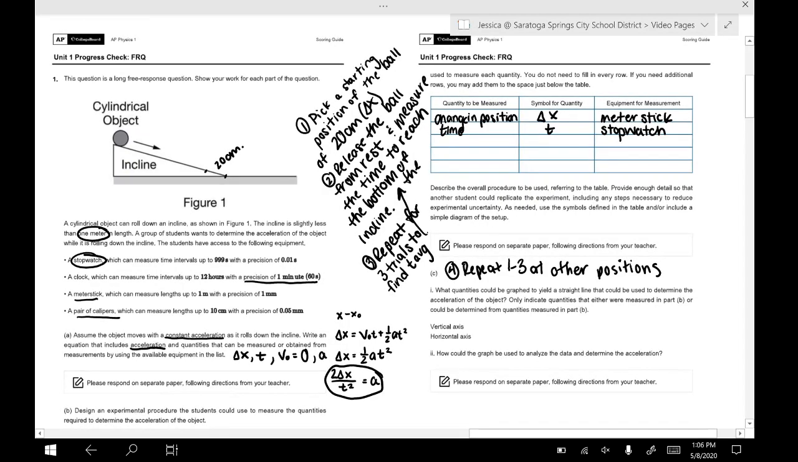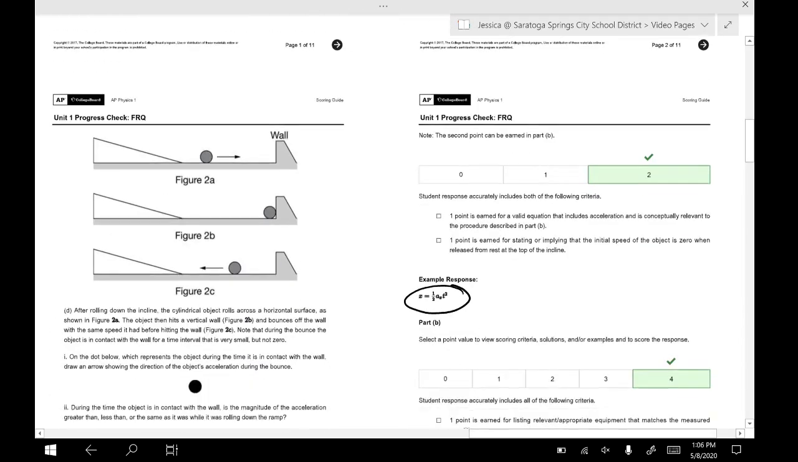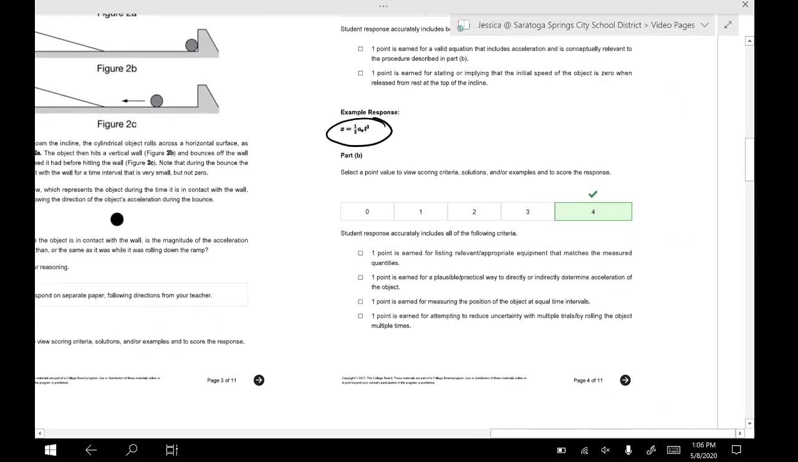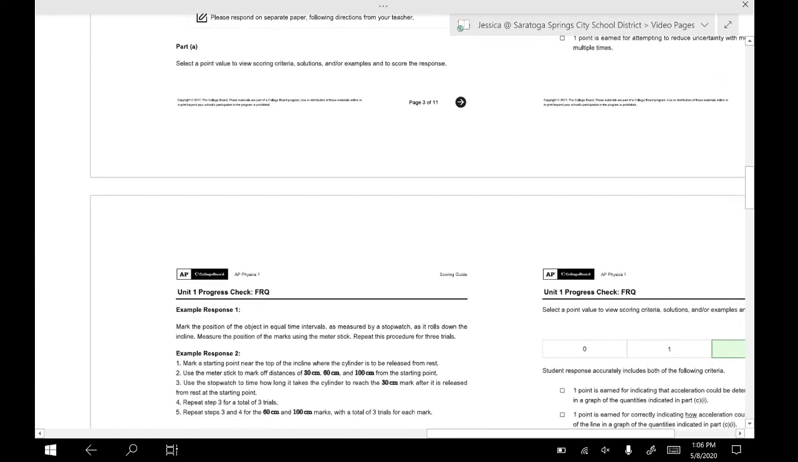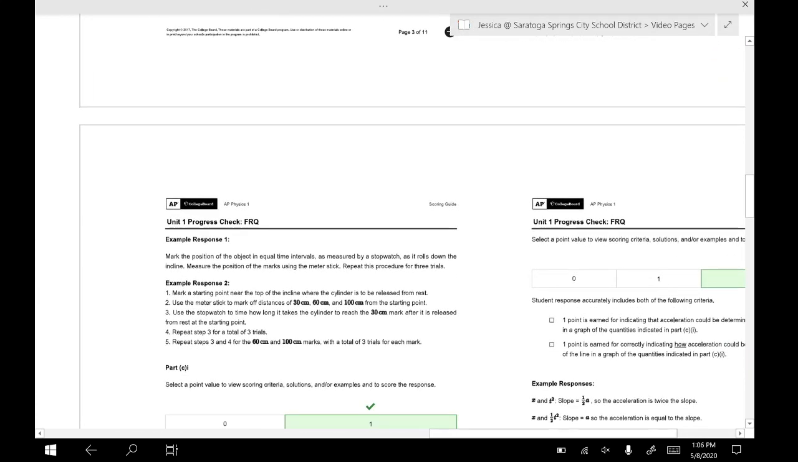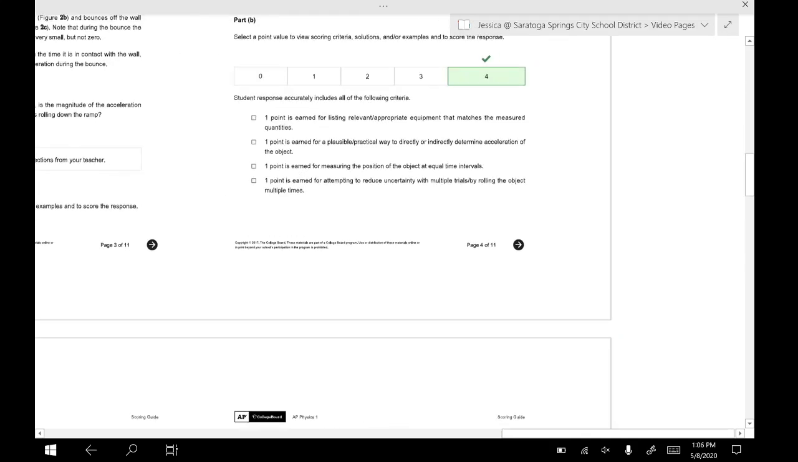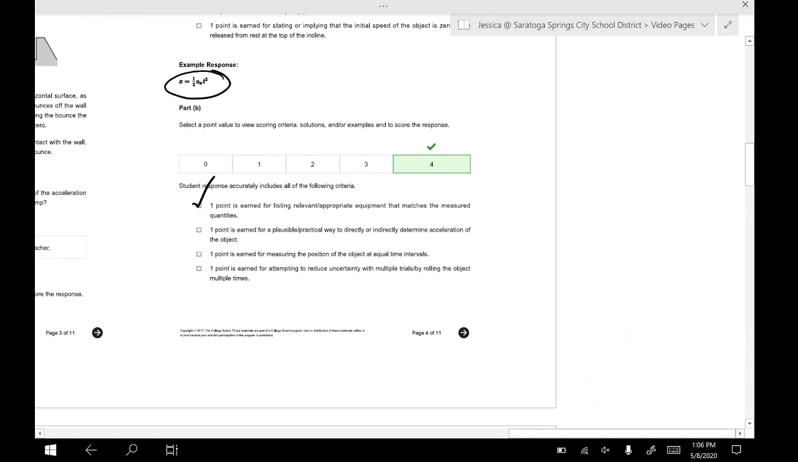Oh, wait, let me score myself for B. So let's see. For B, I get 1 point for listing relevant and appropriate equipment that matches the measured quantities. So their example were stopwatch, meter stick, position, and time. So I got that. I get a plausible, practical way to directly measure the acceleration. Okay, I did that.